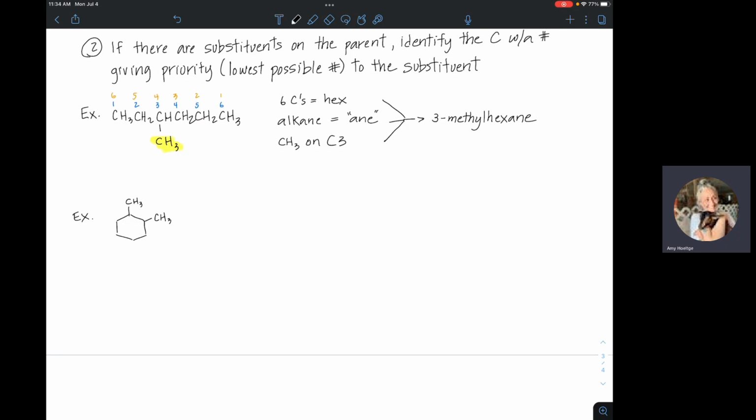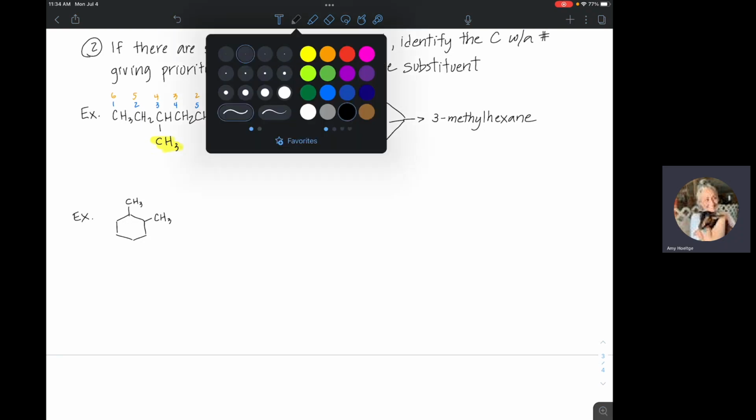But since we have 2 substituents, one of those is going to be carbon 1, and then the other one could be carbon 2, or 3, 4, 5, 6. So in other words, say I could number it in this direction.